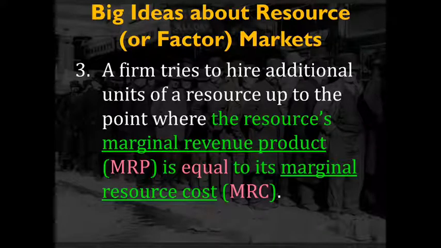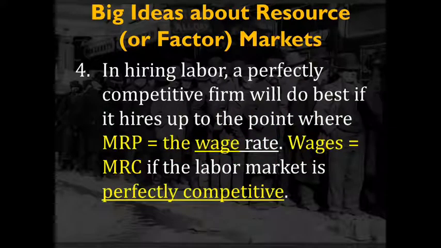So MRP, MRC are new terms. We'll look at those shortly. Number 4, in hiring labor, a perfectly competitive firm will do best if it hires up to the point where MRP equals the wage rate. Wages are equal to MRC if the labor market is perfectly competitive. So we'll look at perfectly competitive labor markets. We'll also look at imperfectly competitive labor markets. But essentially, you are going to hire workers until the wages equal MRC. The MRP equals the wage rate.